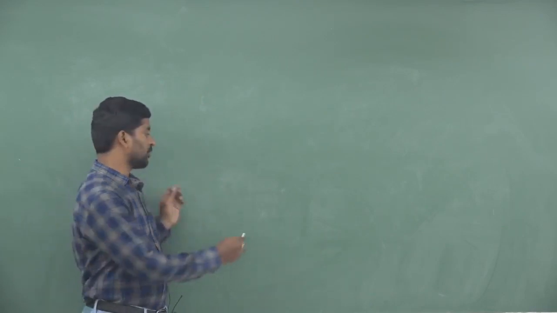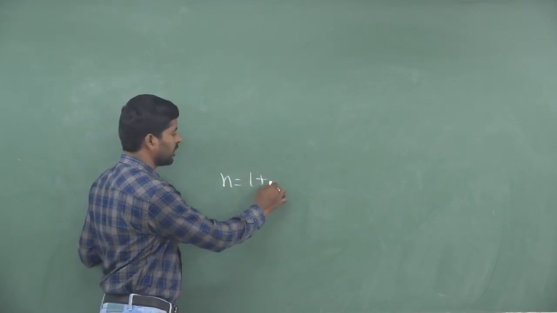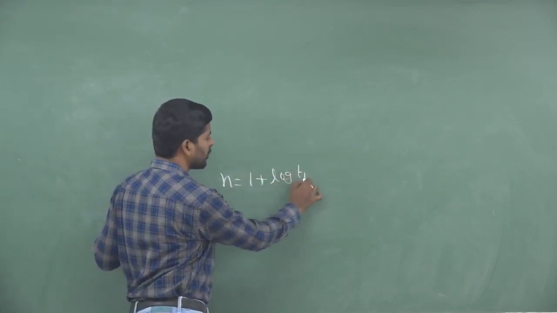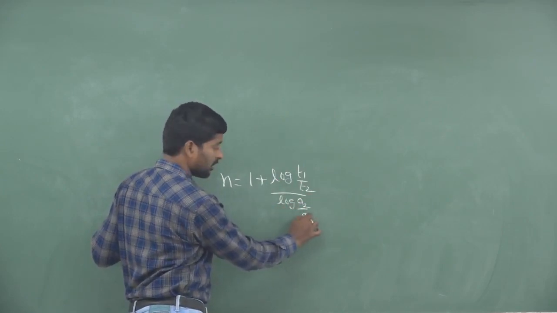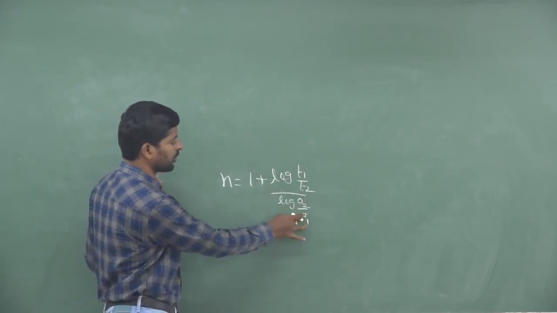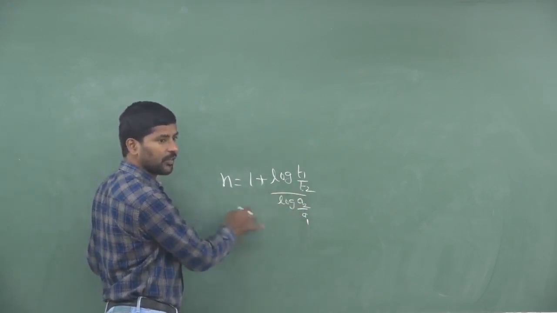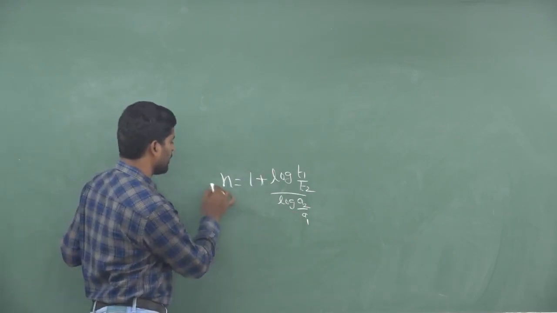Next, the half-life method. In the half-life method, what is the formula? n = 1 + log(t1/t2) / log(a1/a2). By using this equation, if half-life versus initial concentration data is given, we can calculate the order of a reaction. Next, the graphical method.